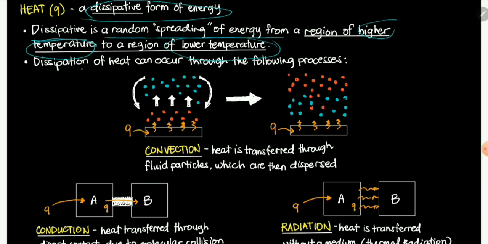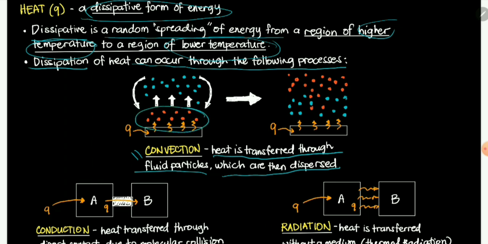Okay? So dissipation of heat can occur through the following processes. So first, convection. So sa convection, heat is transferred through fluid particles which are then dispersed. So for example, we have here a heated metal rod. So, nag-input tayo ng heat dun sa metal rod. Yung mga particles na malapit dun sa heated metal rod, okay, mag-heat sila, mag-increase yung kanilang temperature. So, kapag nag-increase yung temperature nila, bibilis sila. So, tataas yung kinetic energy nila. Magko-collide sila dun sa mga particles na mas malamig or yung mas malayo dun sa metal rod. So, nagkakaroon tayo ng net travel of heat from below tapos upward.